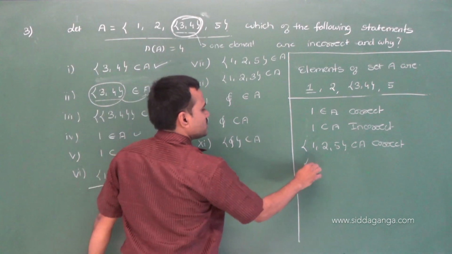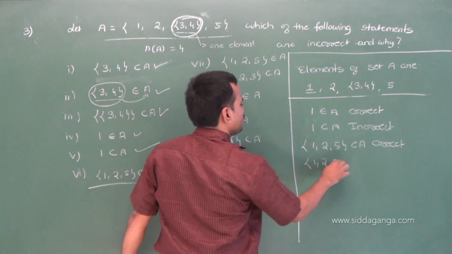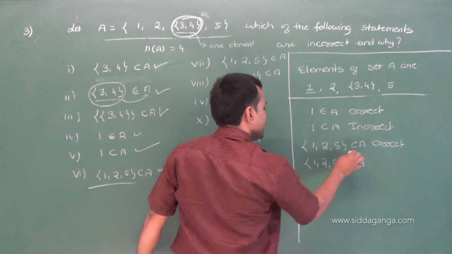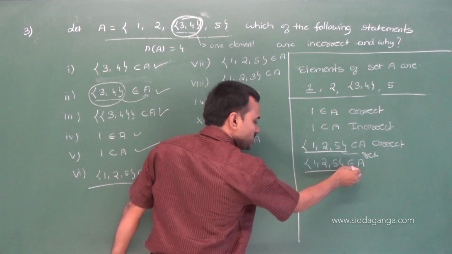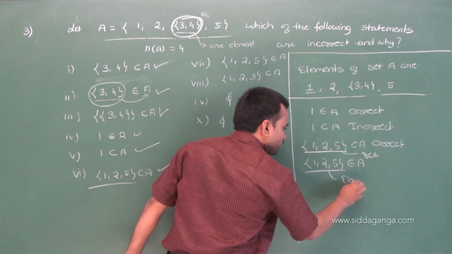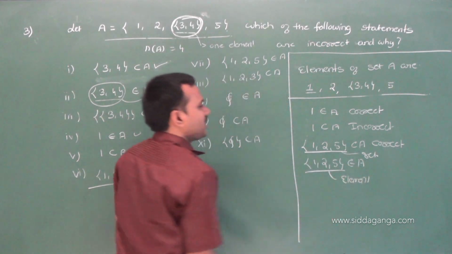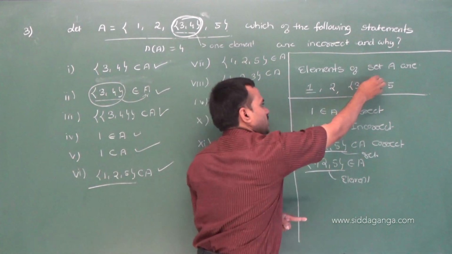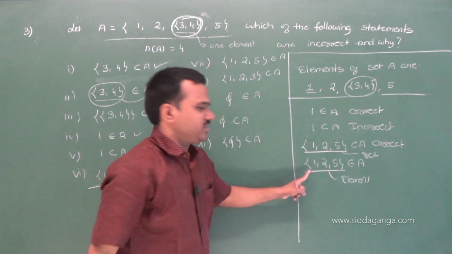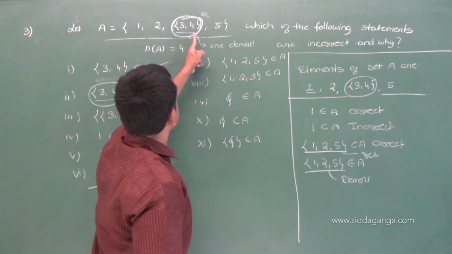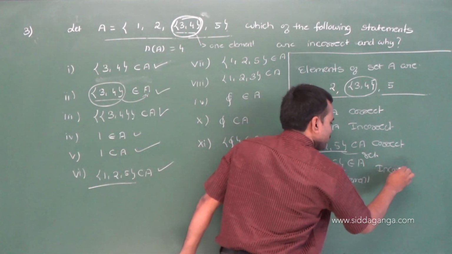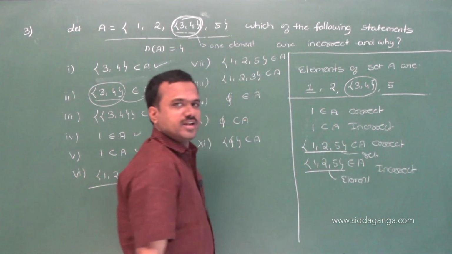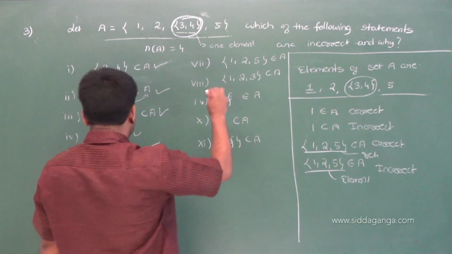Now the same question: {1, 2, 5} belongs to A. Here it is a set. Here if it is belongs, it means it is an element. The element {3, 4} is present, that is treated as O. But is the element {1, 2, 5} present here? No. It is incorrect. So this one is also over.